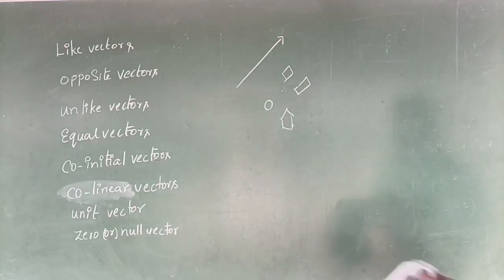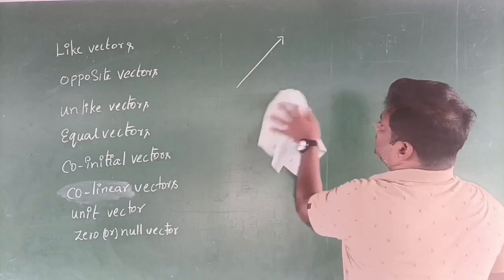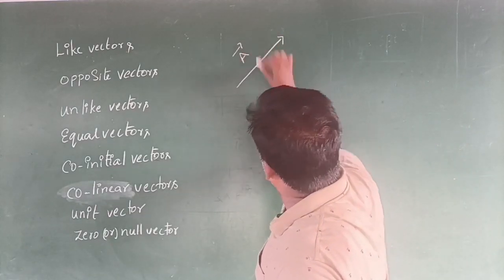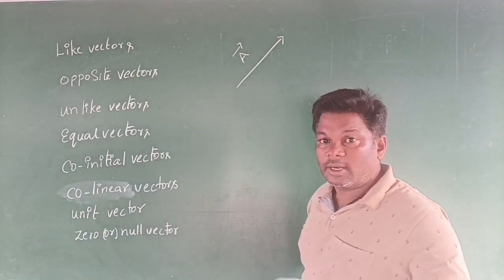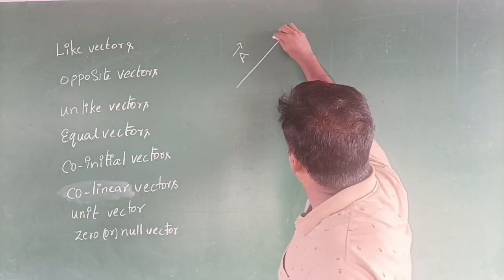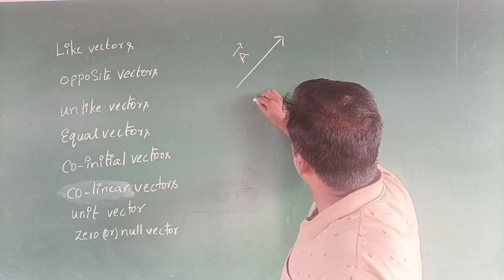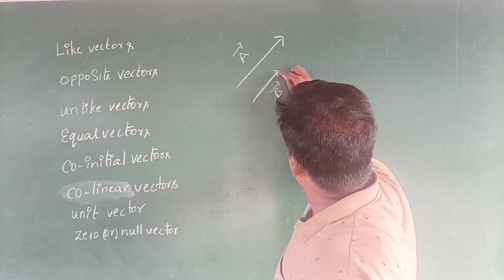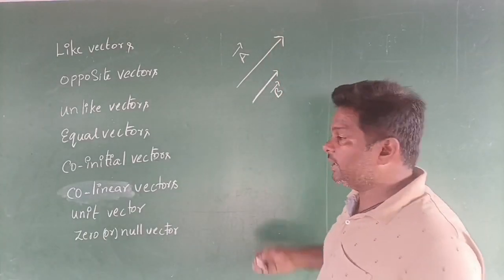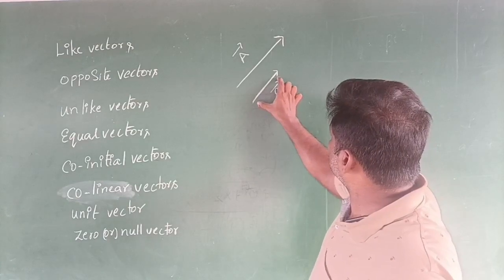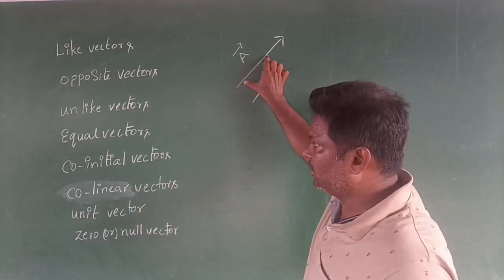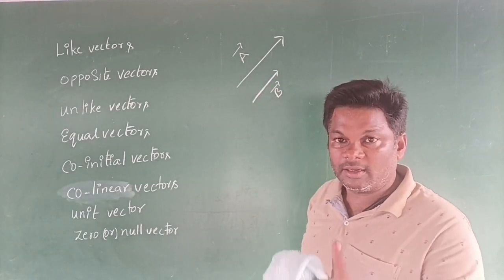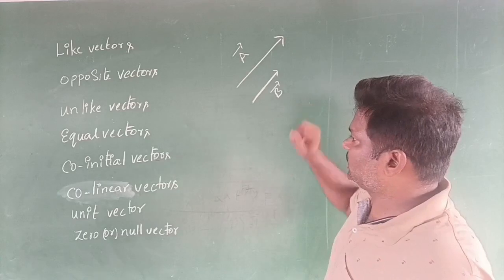So how to write like vectors? Here I have drawn a vector. The name of this vector is A bar. Now I am going to draw a like vector. Look, this is a like vector. This is another vector, B, a like vector of A bar. Even if the size of vector B is different from the size of vector A, we are calling these like vectors.